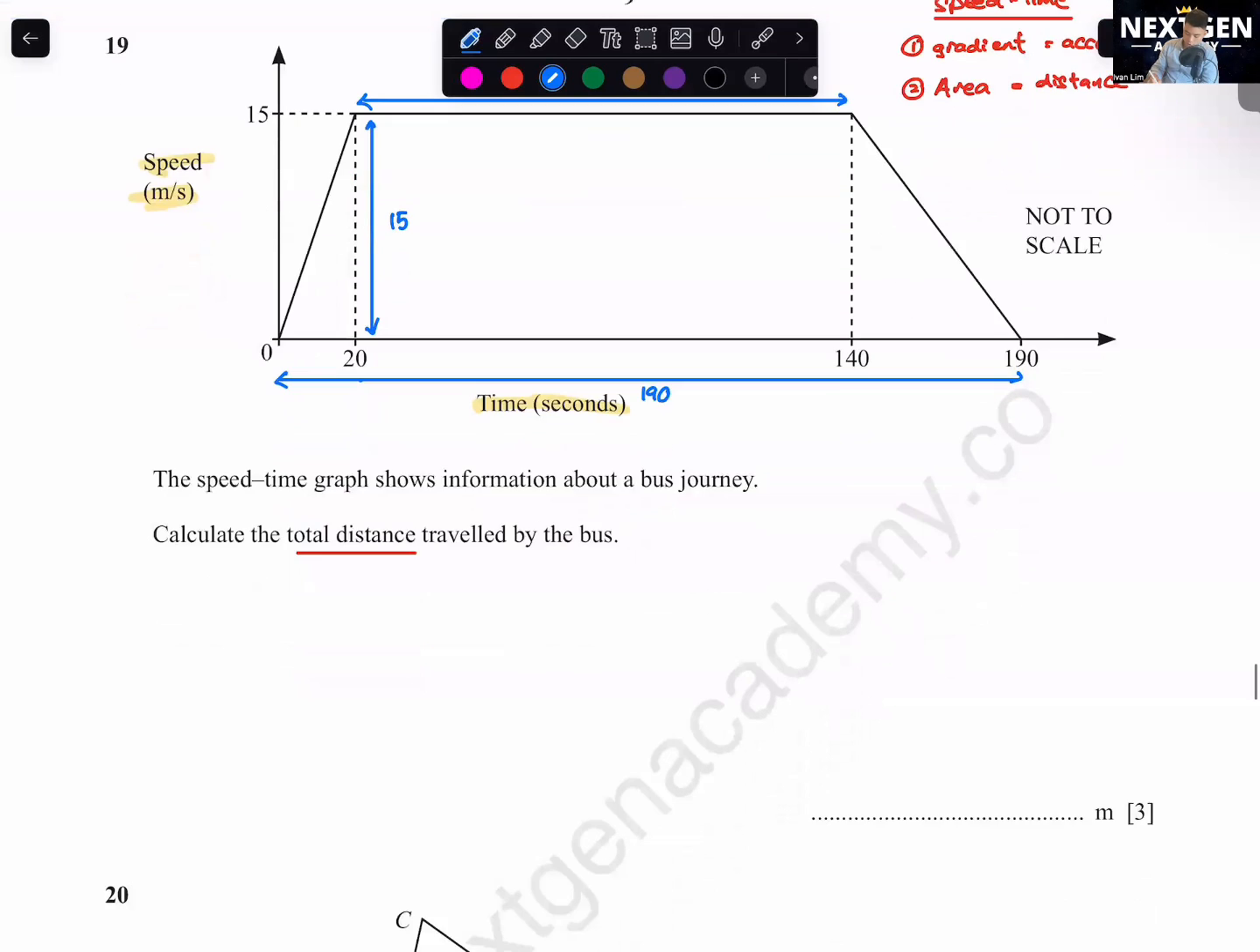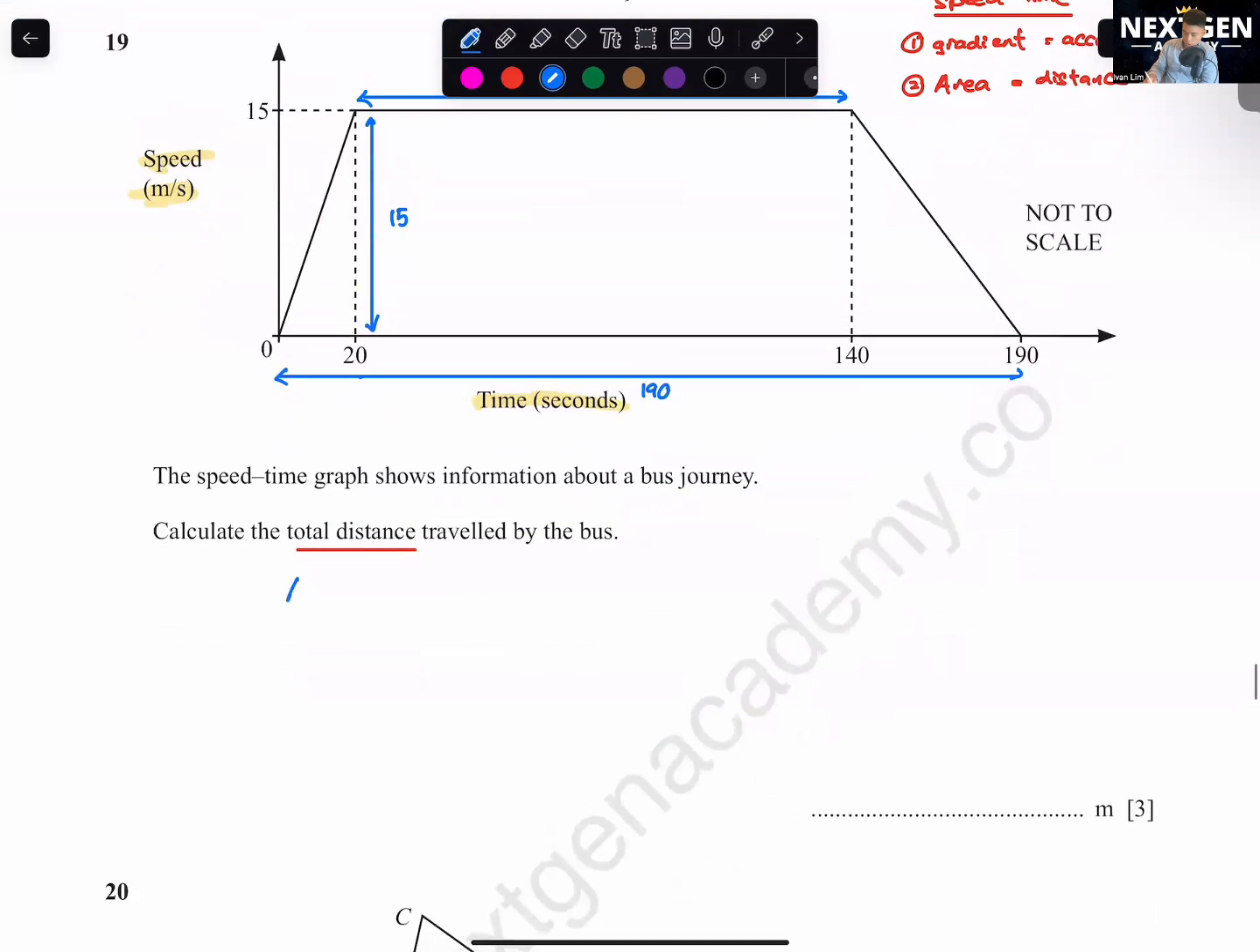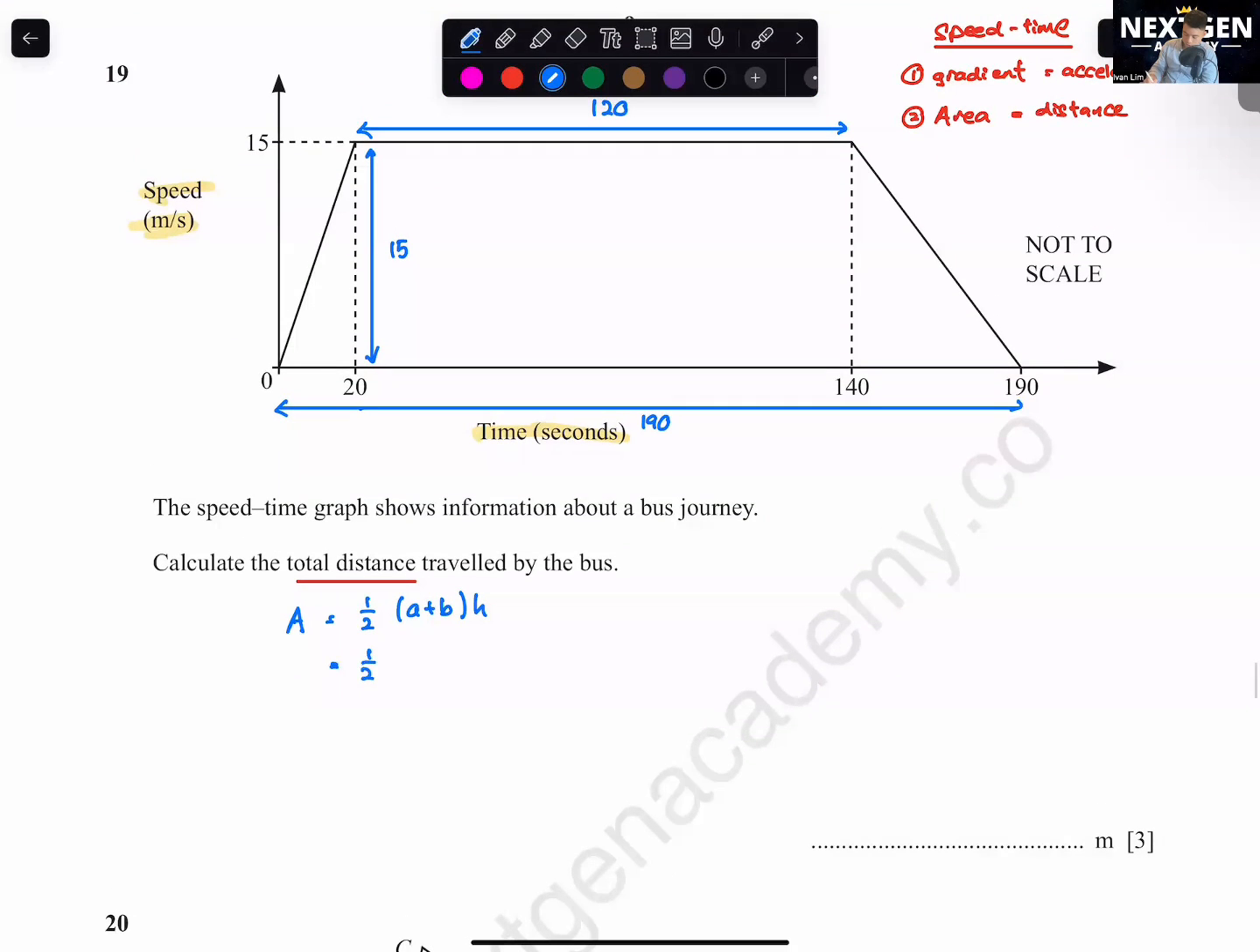Okay, so I'm going to use area of trapezium, which is 1 over 2 (a plus b) times height. Okay, what's a plus b? 190 plus 120 multiplied by 15. Okay, calculate this. You'll get 2325.